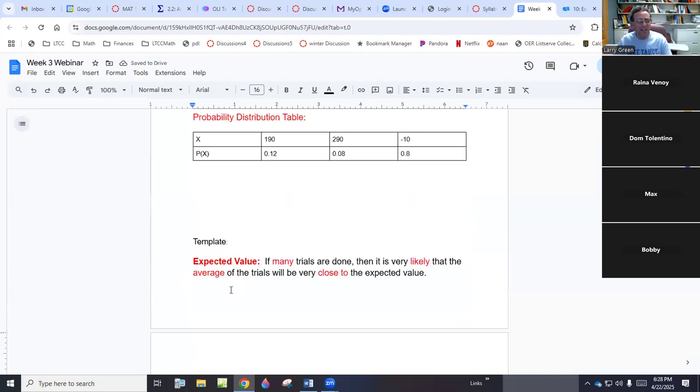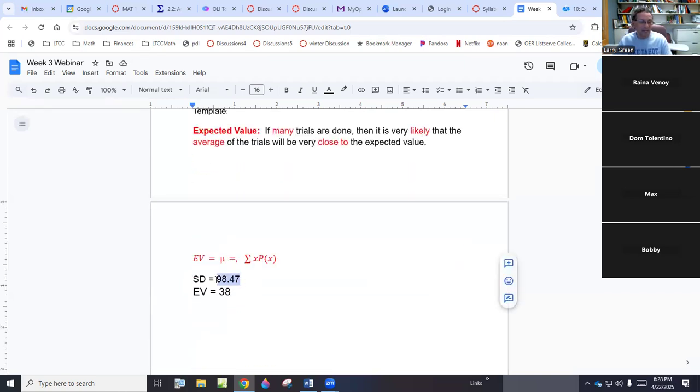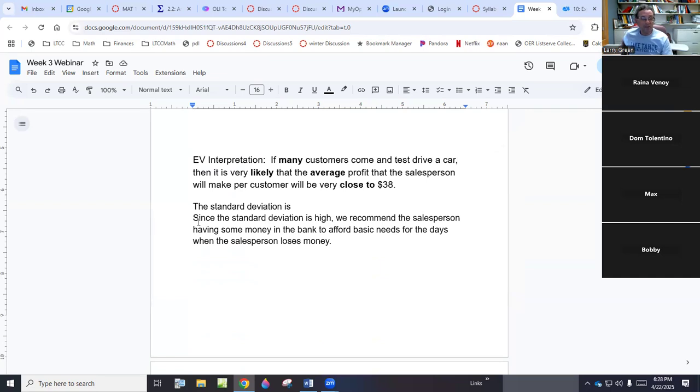Okay. Now the standard deviation, $98.47. What do you think? Is that a lot or a little? Yeah, that's a lot. The expected value is 38, and the standard deviation is much bigger than that. So there are big fluctuations going on. The standard deviation is high.